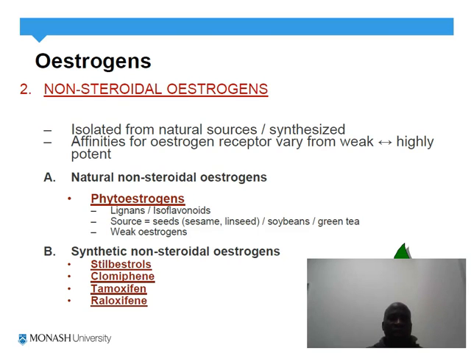The second part is a synthetic group of non-steroidal estrogens. Here, basically, I've listed down the names. Synthetic always is man-made. These are drugs. So we have stilbestrol, clomiphene, tamoxifen, raloxifene. So these are drugs, non-steroidal estrogens.